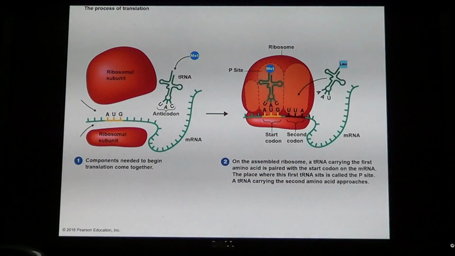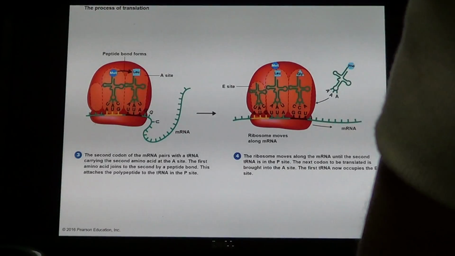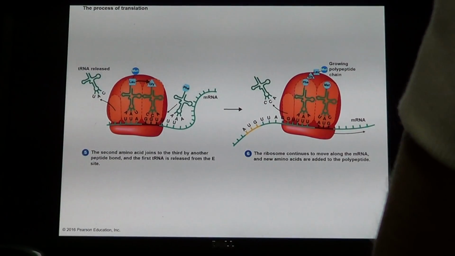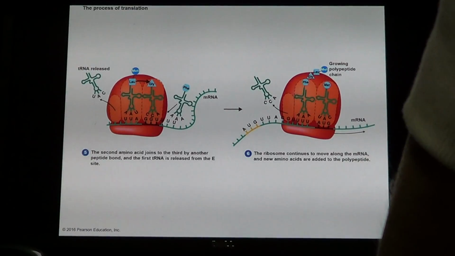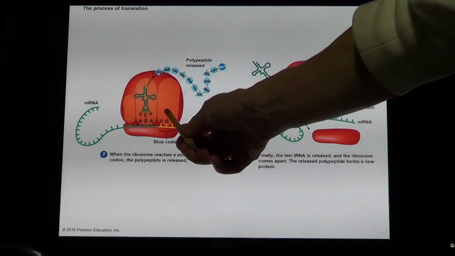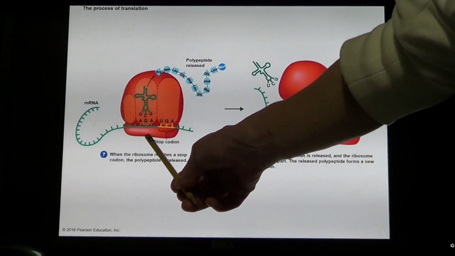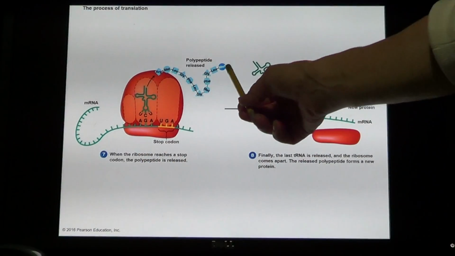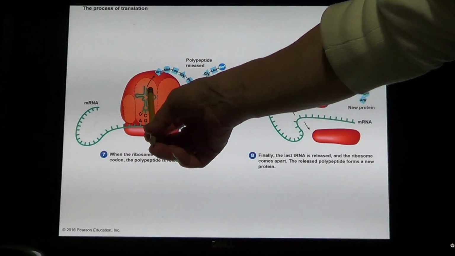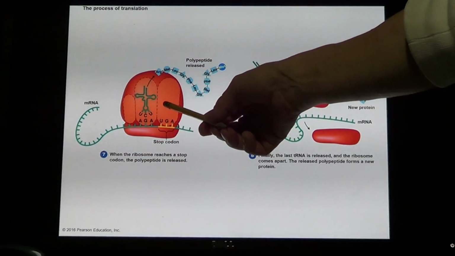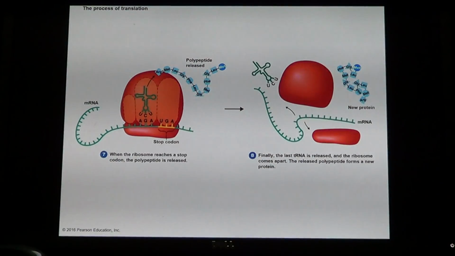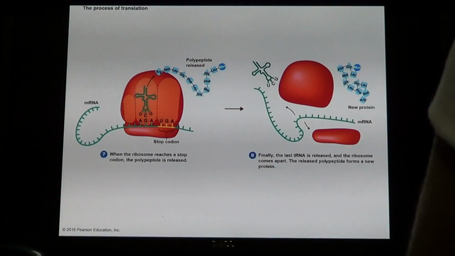The same happened with the second and third, and on until the polypeptide chain is built, until it comes to the stop codon. Once the stop codon comes to the P site, the last amino acid, the last transfer RNA is removed from the ribosome, and the polypeptide chain is ready.